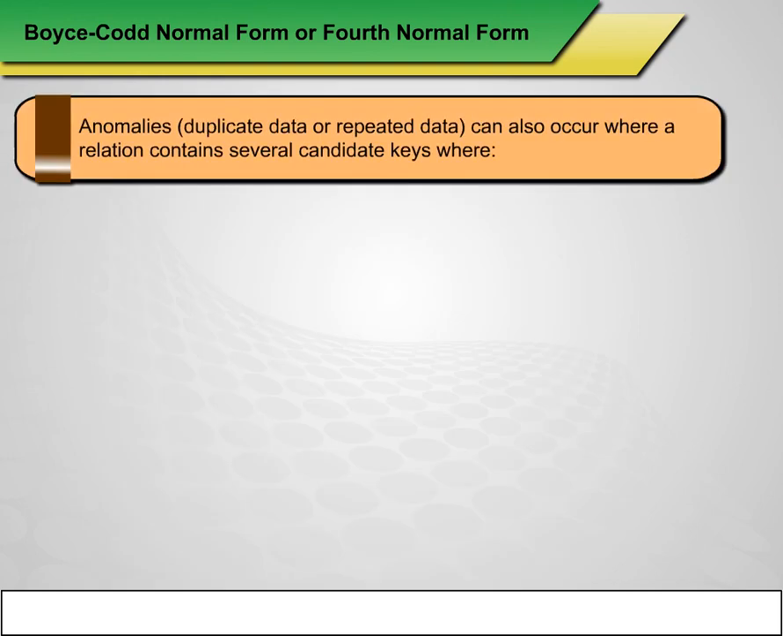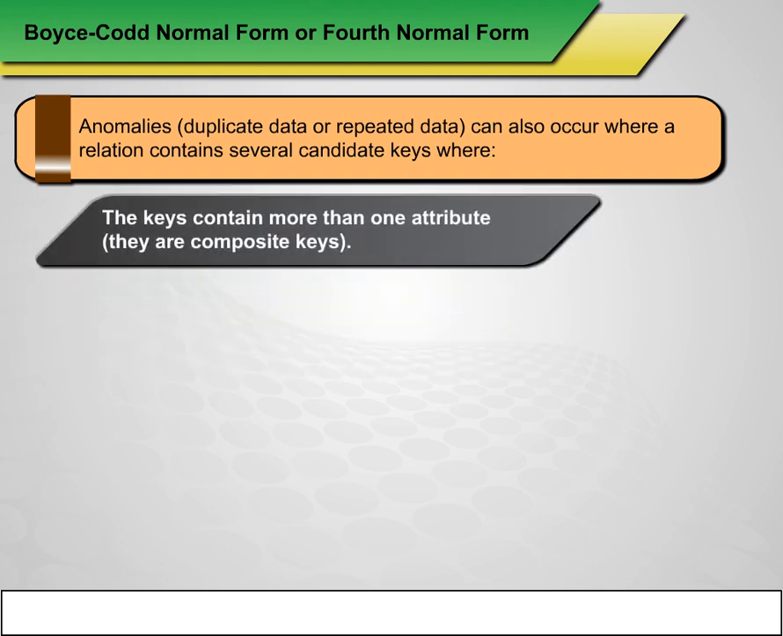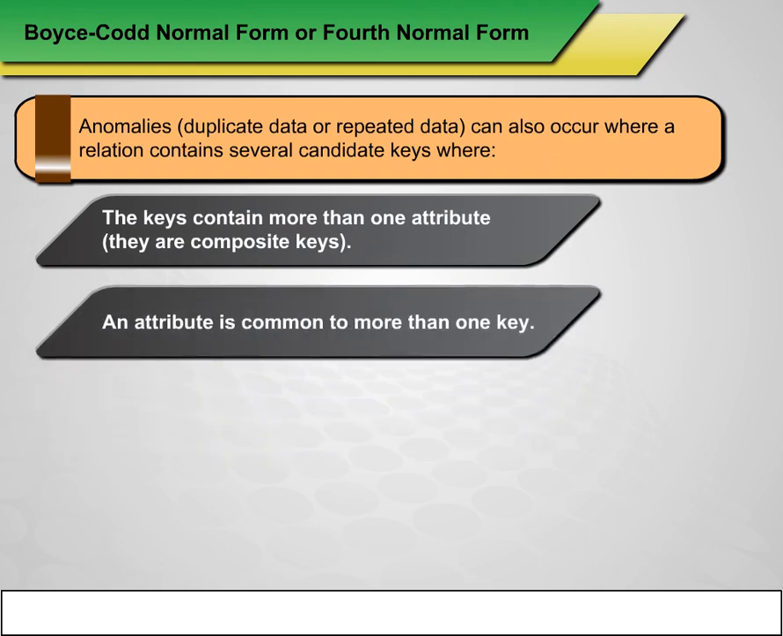Anomalies, that is duplicate or repeated data, can also occur where a relation contains several candidate keys, where the keys contain more than one attribute, so they are composite keys, and an attribute is common to more than one key.